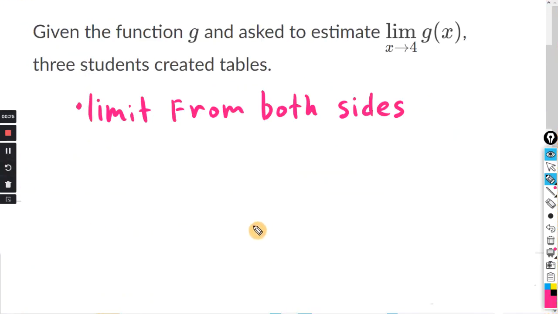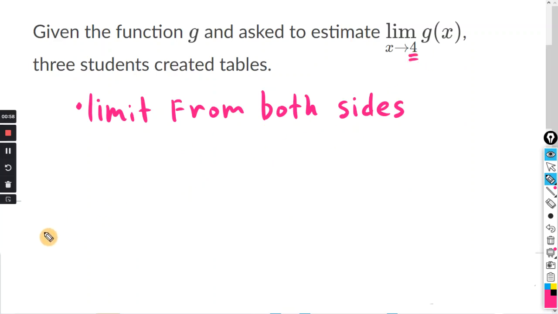We talked about in a previous exercise, when you're finding the limit of x approaching some number like x approaching 4, you have to find the limit from both sides. And what they're doing in these tables is plugging in values for x. They didn't give us the function, but they give us the x and y values when they plug in certain numbers. So if you want to find the limit from both sides, you're plugging in numbers that get closer and closer to 4.